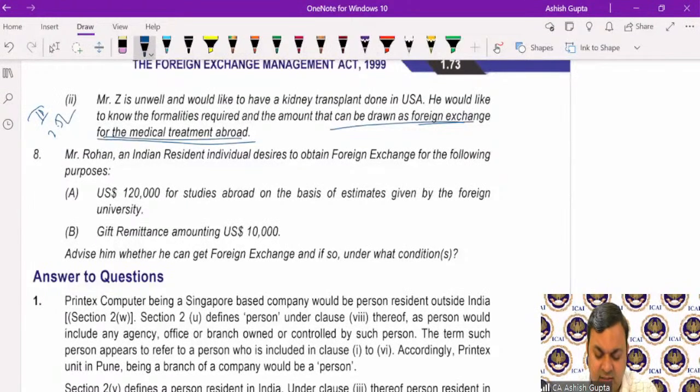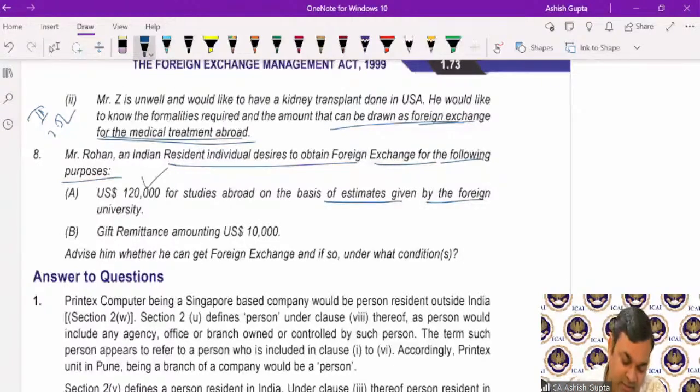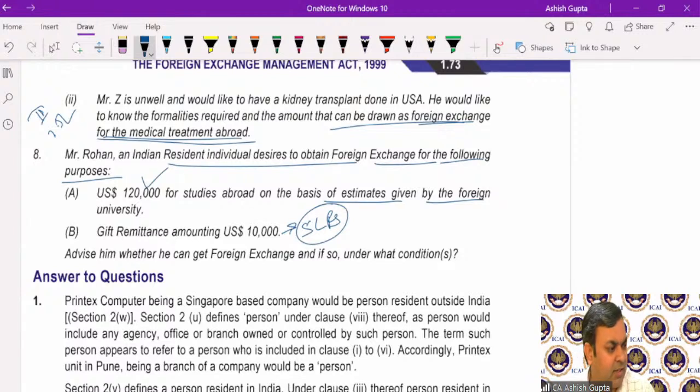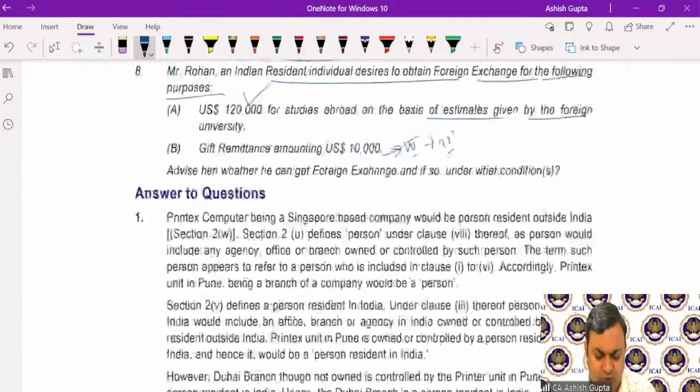Mr. Rohan, an Indian resident individual, wishes to obtain foreign exchange for the following purposes: US dollar 1,20,000 for studies abroad on the basis of an estimate given by the institution. Yes, it is allowed. Gift remittance, maximum you can remit up to 5 lakh rupees. So if you convert this into rupees, that is also permissible, right? That is not export of goods and services. So that also hits the 3rd schedule transaction of 2.5 lakh, and the limit is cumulative, right? Remember this thing. So this is all our FEMA discussion.